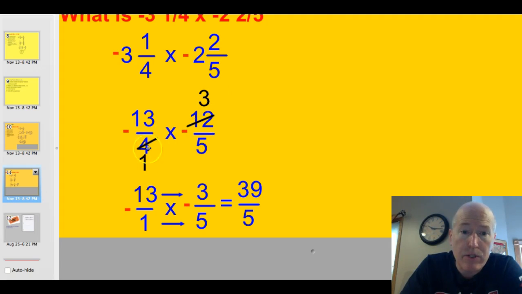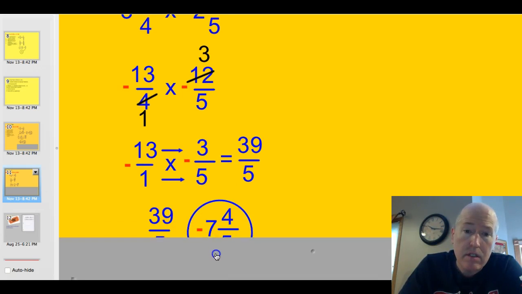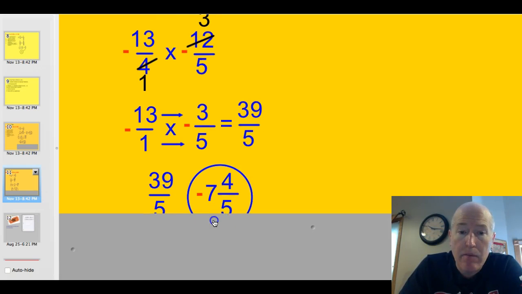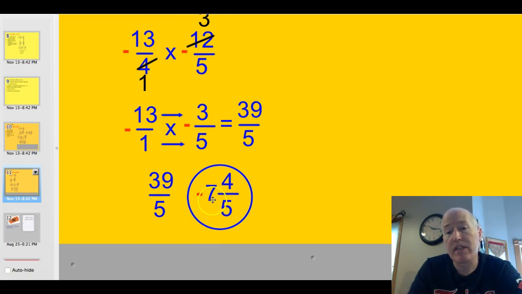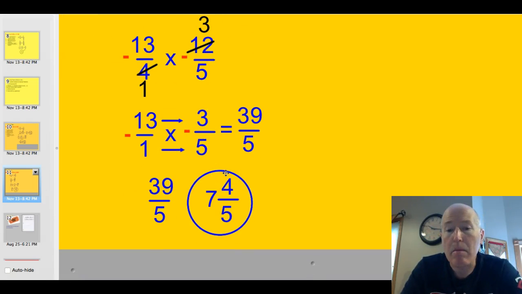I cross reduced here. I divided by 3. I'm sorry, I divided by 4. It went in here 1 time, went in here 3 times. So when I multiply across, I have 39 fifths. Of course, that's positive because now I had a negative times a negative. 39 divided by 5, it goes in there 7 times, and there's 4 fifths remaining. And of course, that is a positive. How about that? This is why we check our answers, because we had a negative times a negative. Had an extra negative symbol in there.